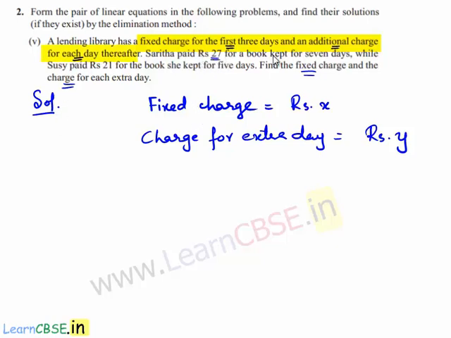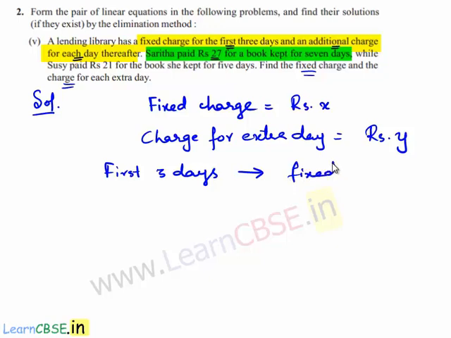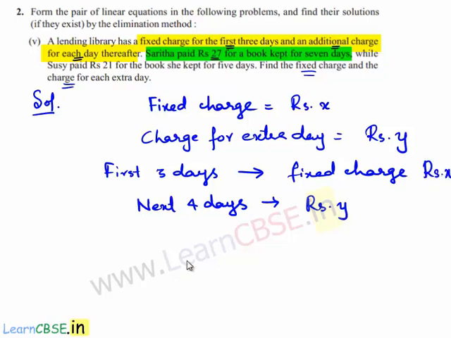Saritha paid 27 rupees for the book kept for 7 days. So for the first 3 days, there will be a fixed charge, and for the next 4 days, the charge is the charge for extra day, that is y rupees. So this is x rupees. So this equation becomes x plus 4y is equal to 27. This is equation number 1.